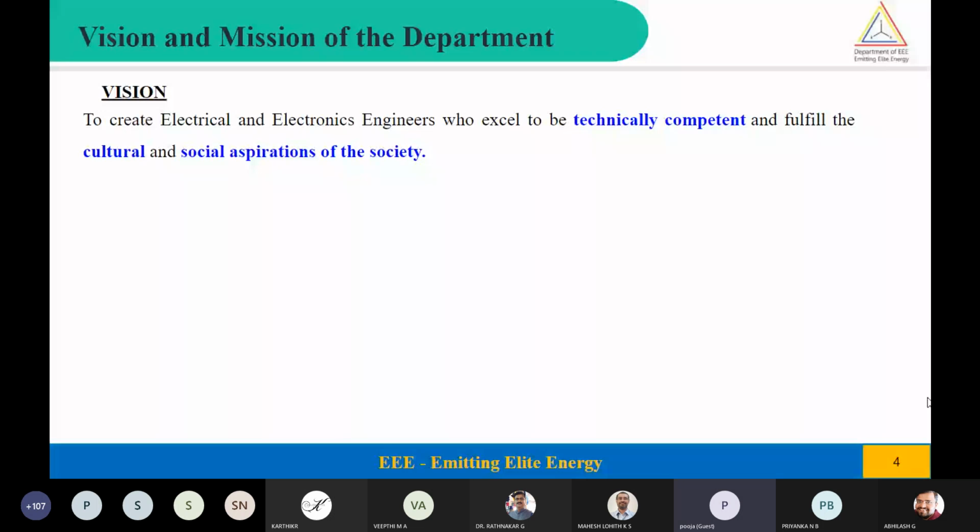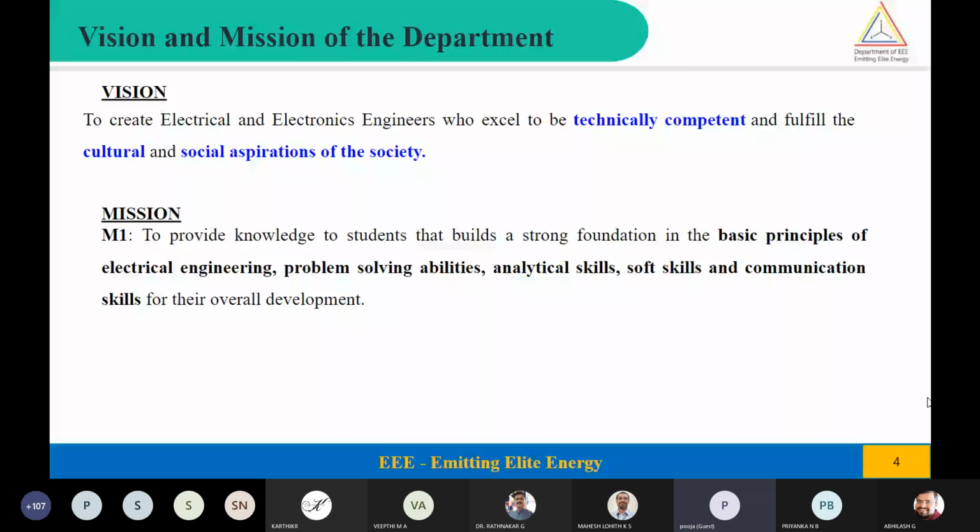We have three visions. The first vision aims at giving a strong foundation in the basic principles of engineering, electrical engineering, and a strong foundation to solve problems: problem-solving abilities, analytical skills, soft skills, and communication skills. So that should help them to have an overall development. And the second vision, and we are going with it, of course, is outcome-based education we are offering. That was our vision, and presently we are doing that.